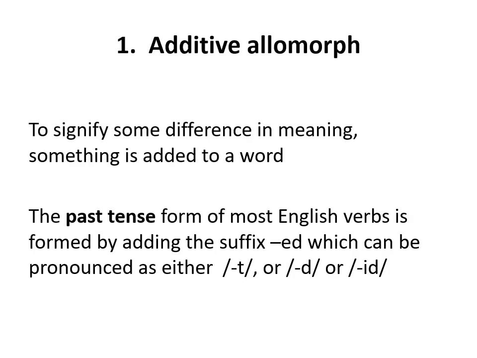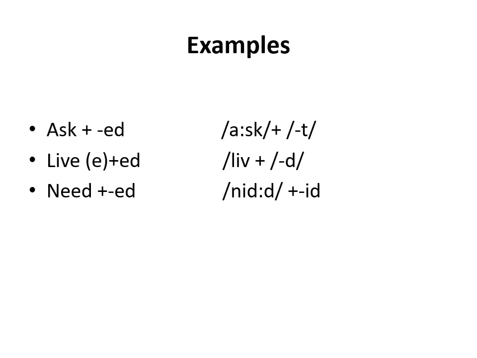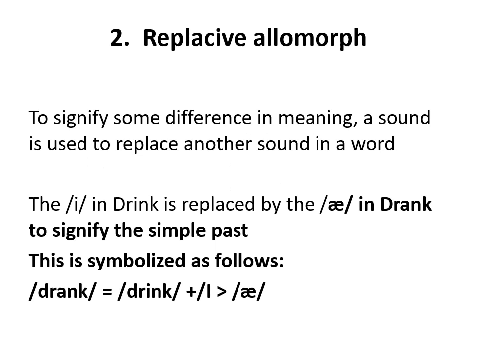Additive allomorphs. To signify some difference in meaning, something is added to a word. The past tense form of most English verbs is formed by adding the suffix -ed, which can be pronounced as either t, d, or ed, etc. Examples of allomorphs: asked, lived, need or needed. You can make more and more examples according to that rule.